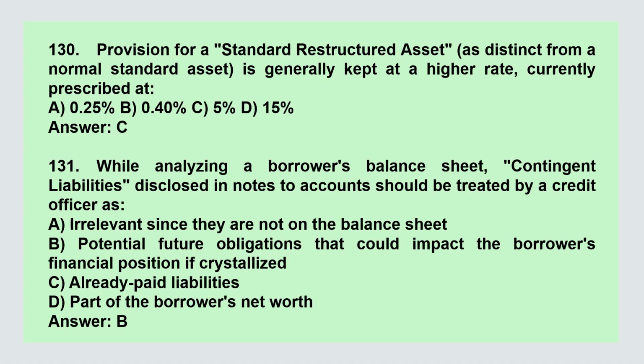Provisions for standard structured assets, as distinct from a normal standard asset, is generally kept at a higher rate, currently prescribed at answer C 5%. While analyzing a borrower's balance sheet, contingent liabilities disclosed in notes to accounts should be treated by a credit officer as answer B, potential obligations that could impact the borrower's financial position if crystallized.